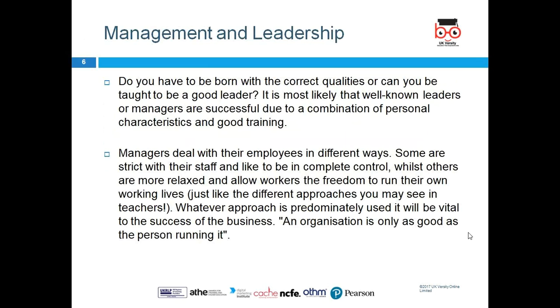So, do you have to be born with the right qualities, or can you become a good leader? Most likely, well-known leaders and managers are successful due to a combination of both. Some qualities come by birth and some by good training. Managers deal with their employees in different ways. Some are very strict, some completely controlling, some democratic, some autocratic. So it depends on what we need to be. An organization is only as good as the person running it.